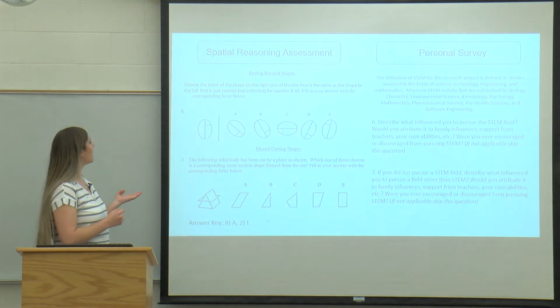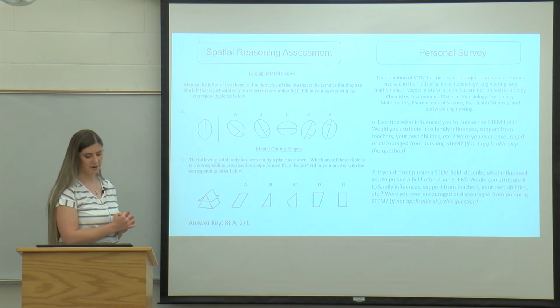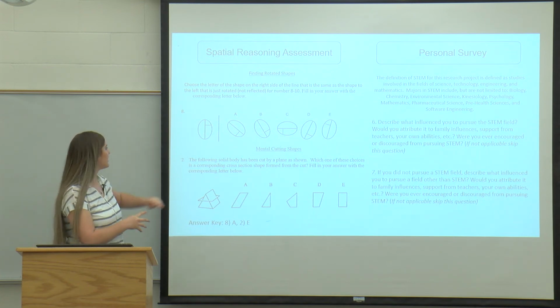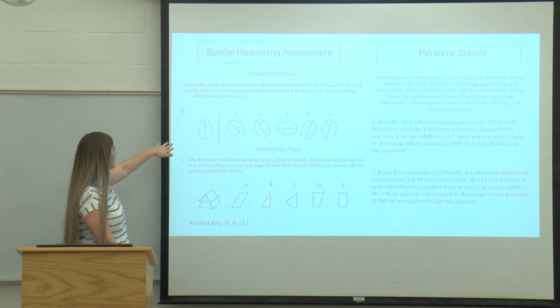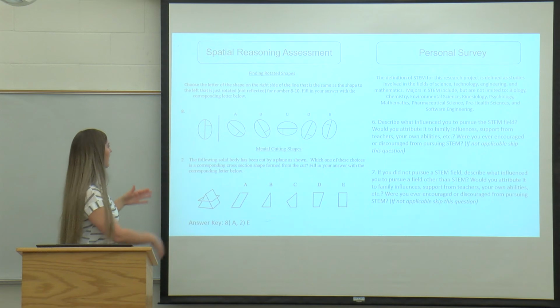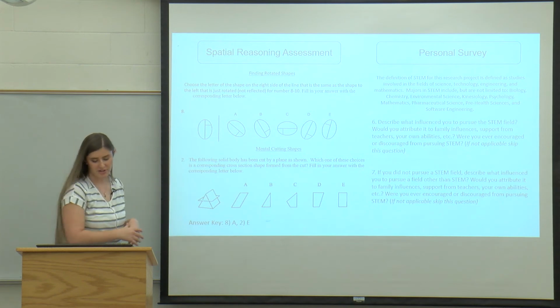So these are some of the examples of questions from my spatial reasoning assessment and personal survey. As you can see here in number 8, this is a question about finding rotated shapes. So you have a shape on the left and it's rotated a certain degree to the right, and you have to find the shape on the right that matches it.